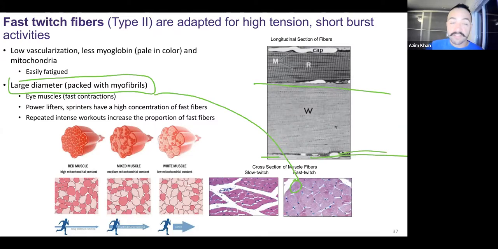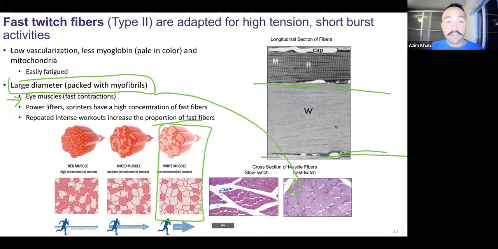The benefit, of course, is having fast, high power actions. If it's just a few muscle fibers, that's how your eye muscles work, quick darting movements. Your eyes get pretty tired if you're just struggling or reading all day. If you're trying to focus on something, your eyes tire out easily. Power lifters, sprinters will have a high concentration of these fast fibers.